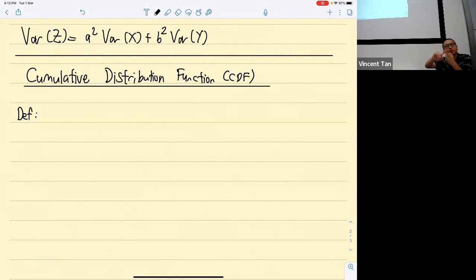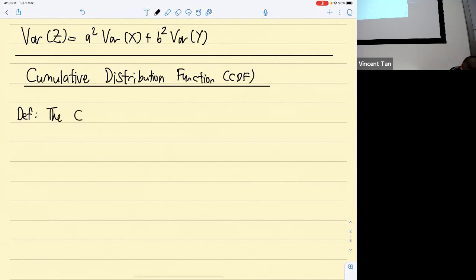Now, when we talk about discrete random variables, we talk about the probability mass function. When we talk about continuous random variables, we talk about the PDF, the probability density function. So these are different objects, right? For discrete random variables, the probability density function does not exist. For continuous random variables, it makes no sense to talk about the probability mass function. But for any random variable, it makes sense to talk about the cumulative distribution function.